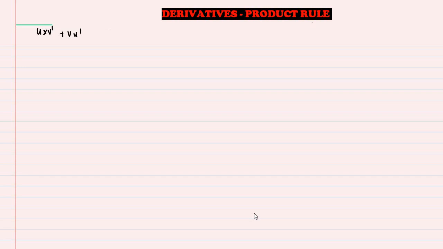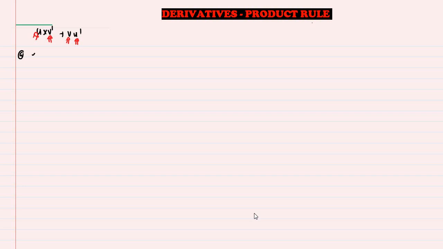That is to say, the first function, which is u, multiplied by the derivative of the second function, which is v prime, plus the second function, which is v, then multiplied by the derivative of the first function, which is u prime. Okay, guys? So when we have the product of two functions, we are going to take the derivatives using the product rule. So let's take a look at an example.